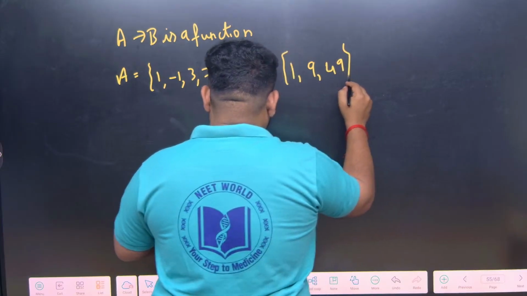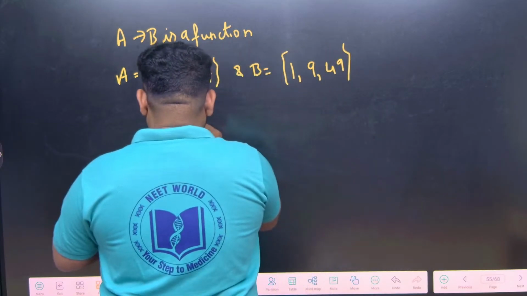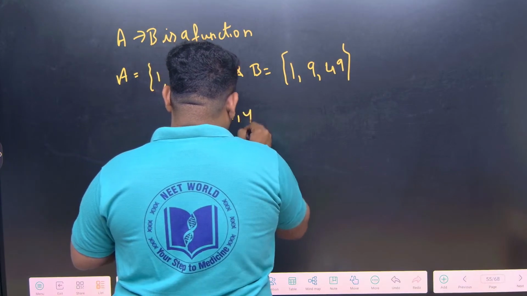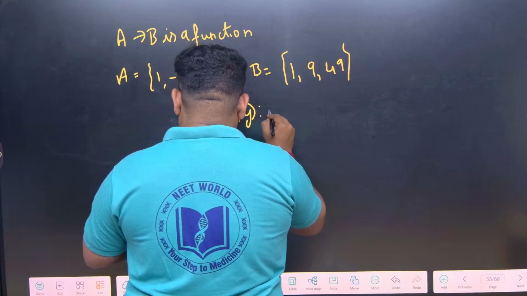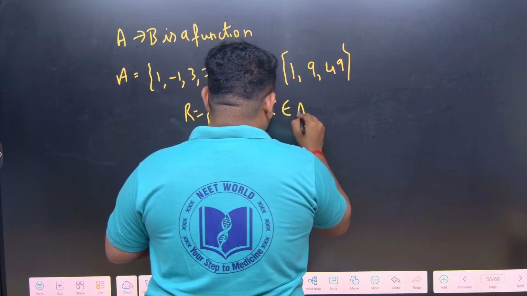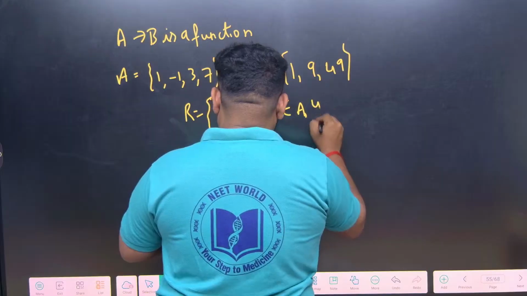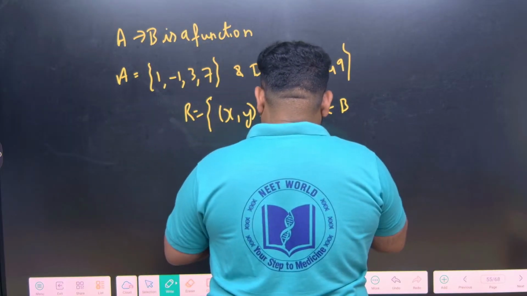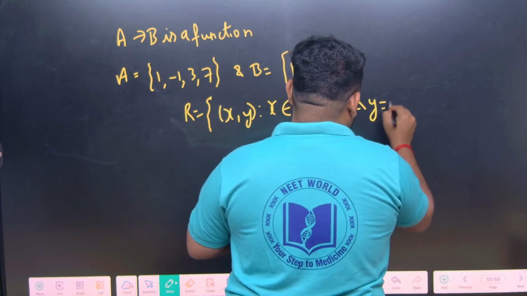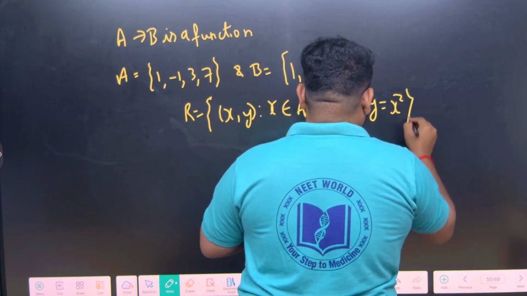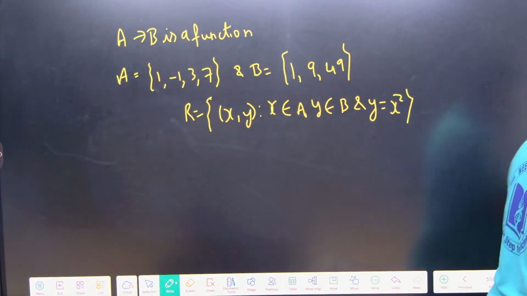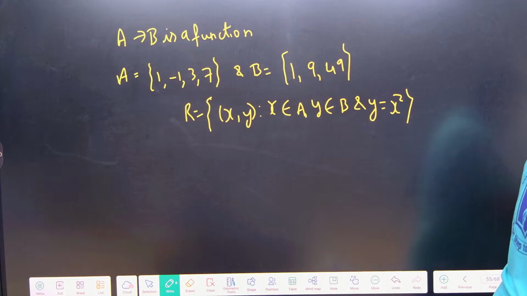What is the relation saying? Relation R is equal to the set of (x, y) such that x belongs to A and y belongs to B, and y is equal to x square. This is what they are telling. Now see here, observe carefully what they are telling.